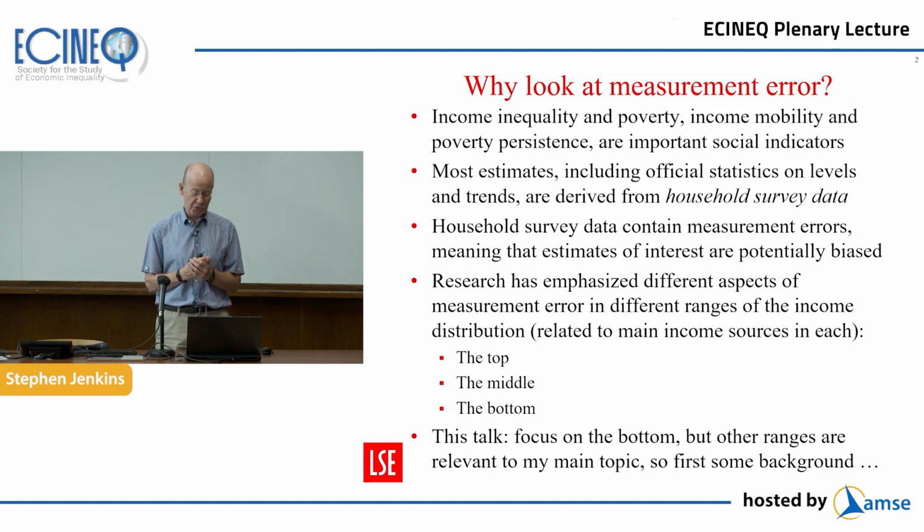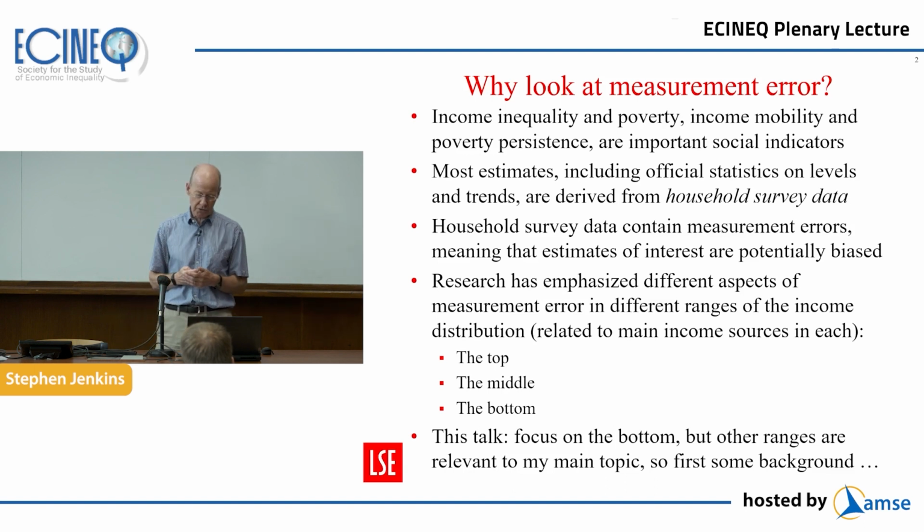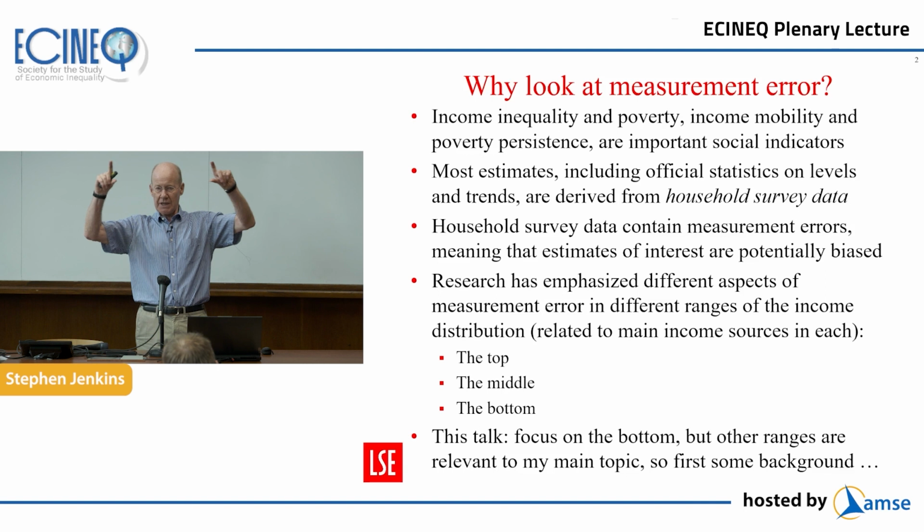And we know household survey data contain measurement errors of lots of different kinds, and that means that the estimates of interest, our social indicators, may be biased both in levels and in trends. And although most official statistics are cross-sectional, there can be biases also longitudinally. Now, the way I've begun thinking about this, this wasn't a conscious plan, but it seems to be where I've ended up, is thinking about measurement error rather differently in different parts of the distribution.